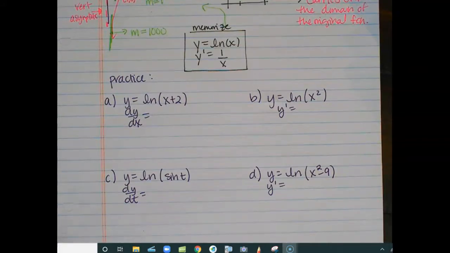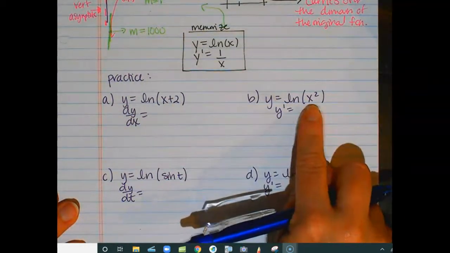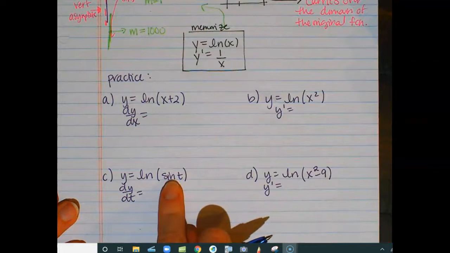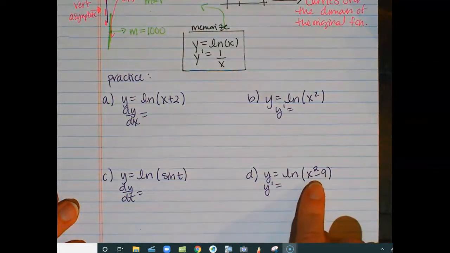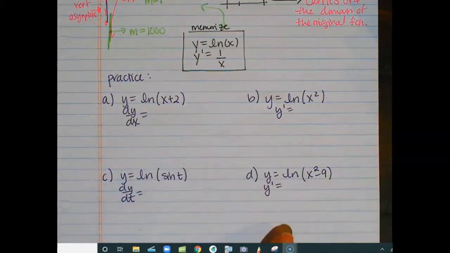It's normally something that's been shifted. This is a composite of x squared. This is a composite of sine of t. This is a composite of x squared minus 9. So these various functions will have different domains as well. So in these 4 examples, I've got 3 different notations for you to recognize for the derivative.